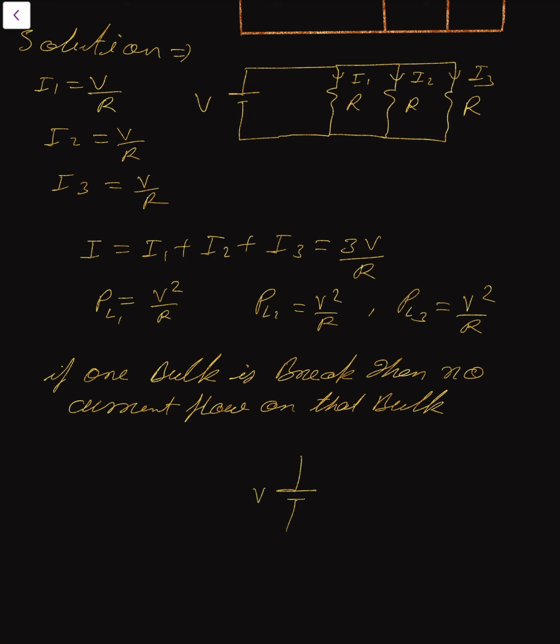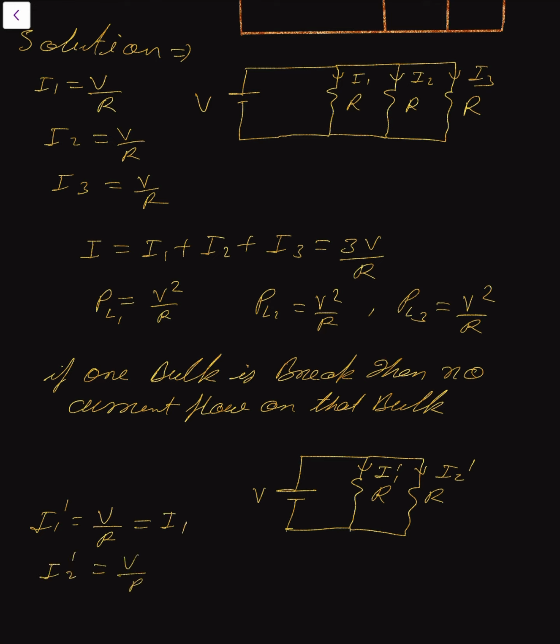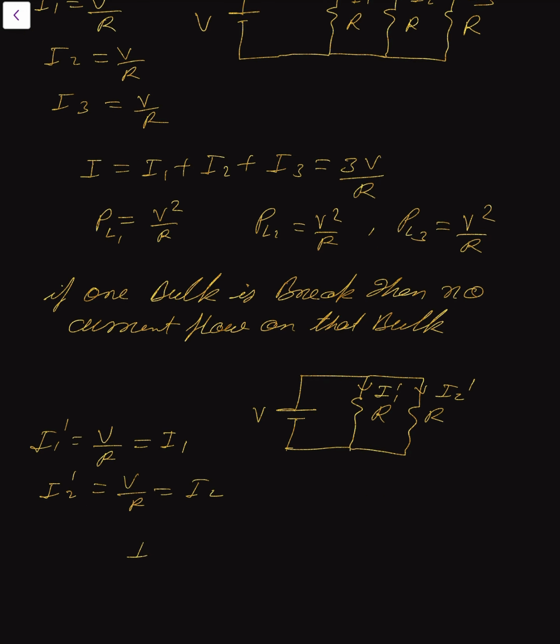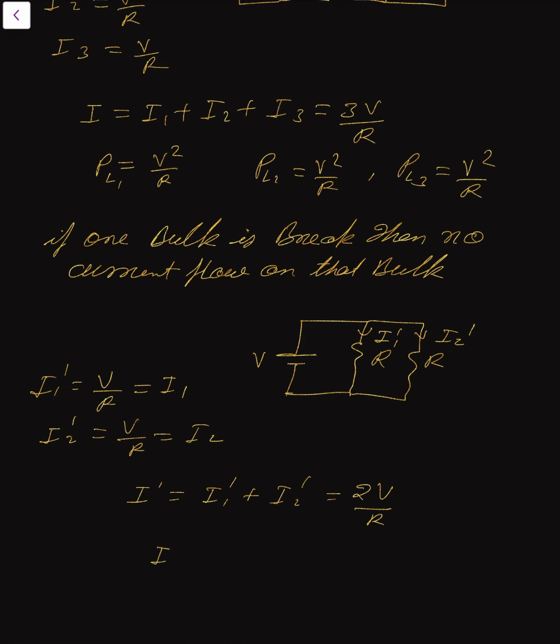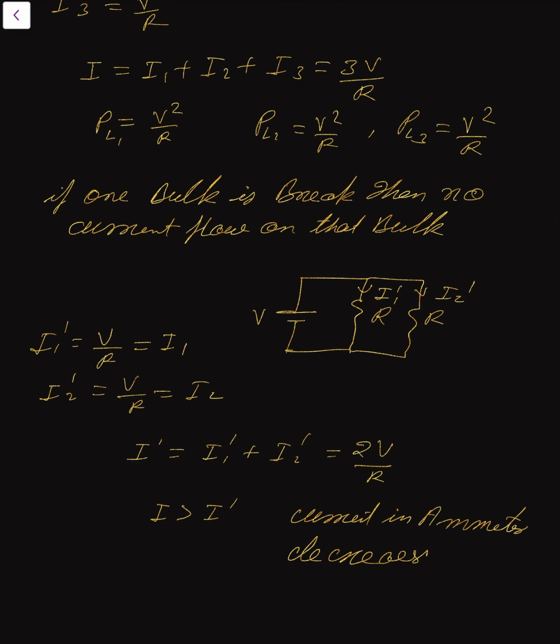So first of all, make the circuit diagram. That is V, here R, here R, only two bulbs present. What about current? Here I1 dash, here I2 dash. I1 dash is V by R, the same as I1. And I2 dash is V by R, the same as I2. What about the ammeter reading? Ammeter reading I dash is equal to I1 dash plus I2 dash. After putting in the values, I dash is less than I, it means the current decreases. So the current in the ammeter decreases. Clear or not?